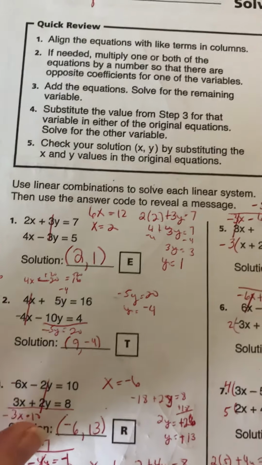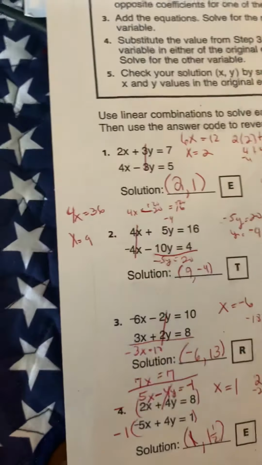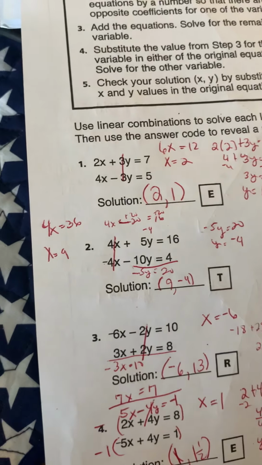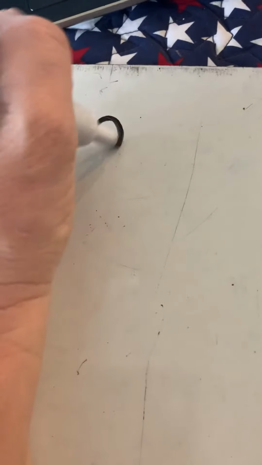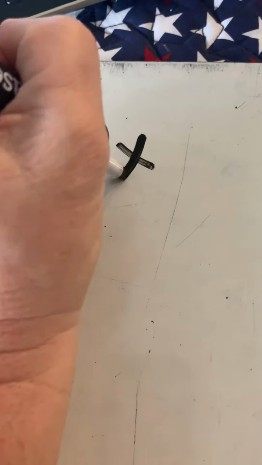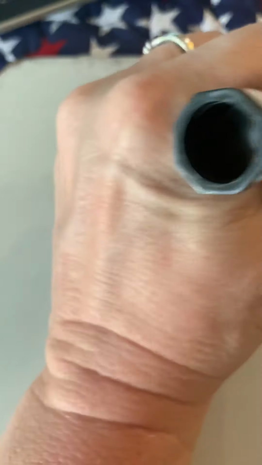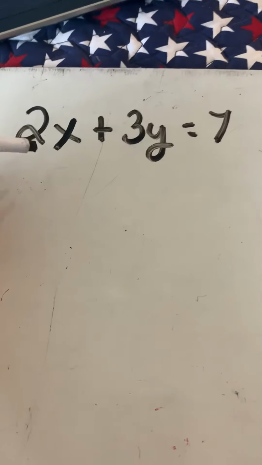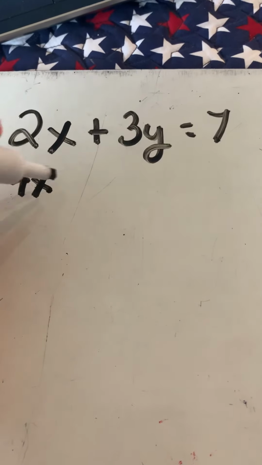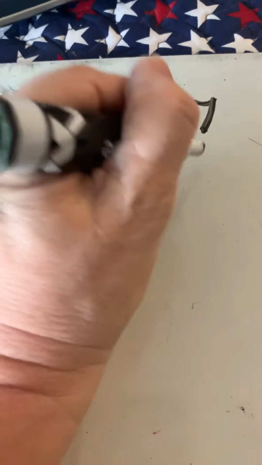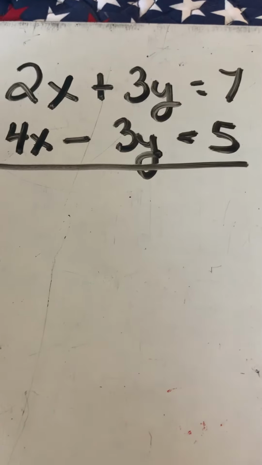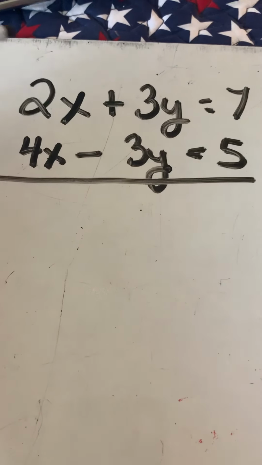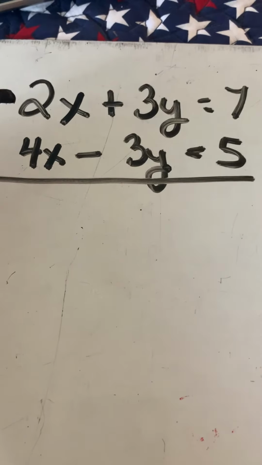That's a lot of words, so I'm going to show you what that actually looks like. This is one of my favorite ways of solving linear systems, because math is the pursuit of laziness. If you can figure out a faster way to solve things, that's always nice. Number one is 2x plus 3y equals 7, and 4x minus 3y equals 5. You couldn't use the transitive property because no variables are isolated. You could use substitution, but you'd have to isolate one of the variables. So this elimination method is really nice.